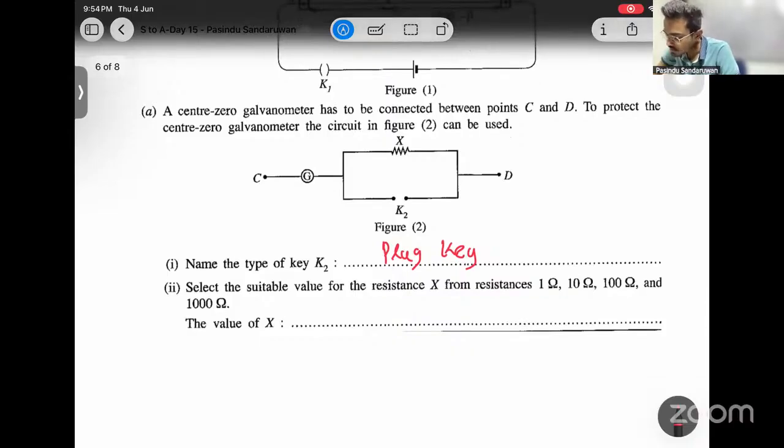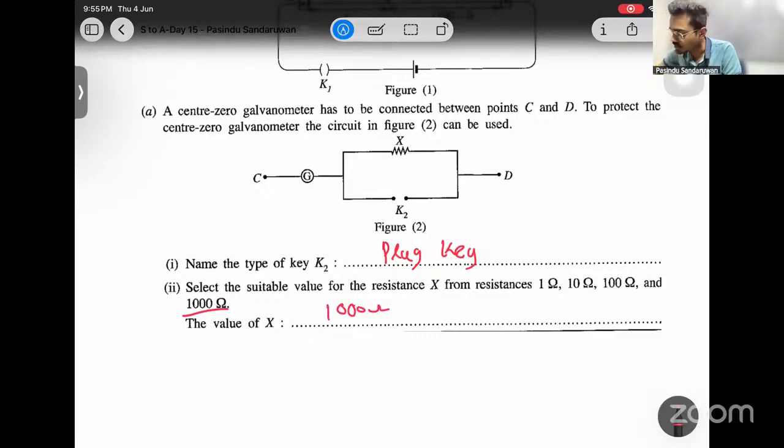Second one. Select the suitable value for the resistance X from the resistances 1 ohm, 10 ohms, 100 ohms and 1000 ohms. X is the safeguard resistor. The higher the value of the safeguard resistor, the lesser the current that flows through it. Lesser current flow means higher protection. That is how it should be. Then the maximum possible resistance is the most suitable one. Then we'll go with 1000 ohms.